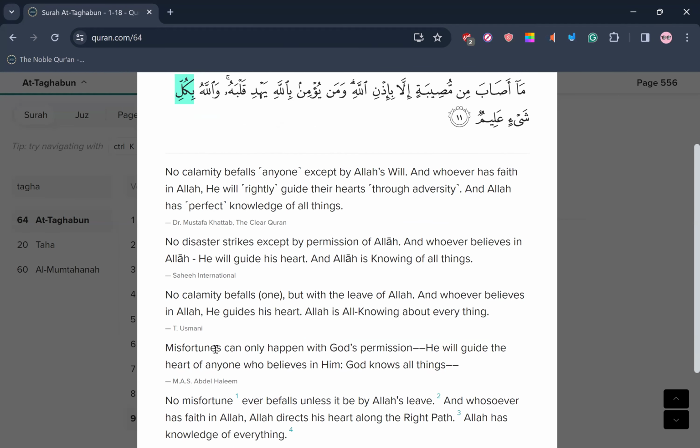And Abdul Halim says misfortunes, which is musiba. So you see, he started with the fa'il because it's a jumla fi'liya. We start with the fa'il. So misfortunes can only happen with God's permission.